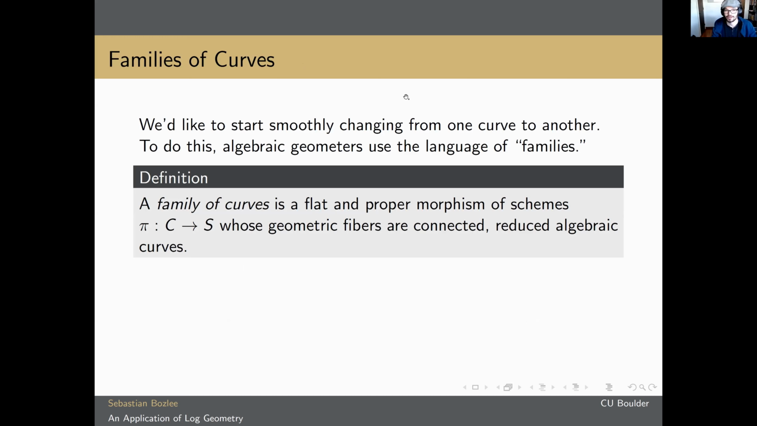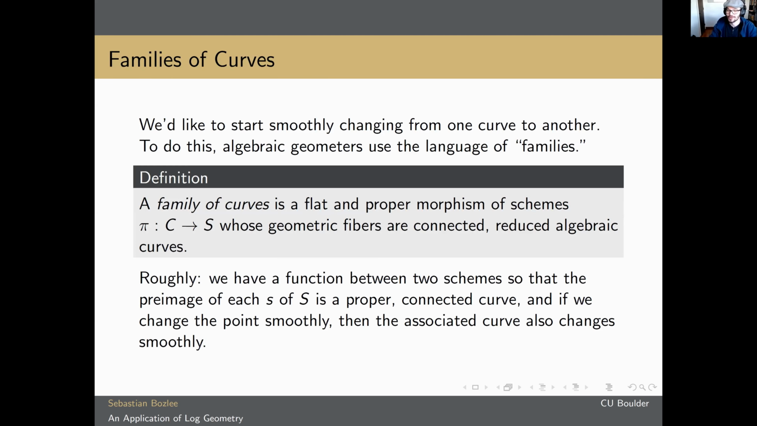Okay, so with those preliminaries, the next thing we'd like to start doing is to smoothly change from one curve to another. So to do this, we use the language of families. And here's our formal definition for the geometers. A family of curves is a flat and proper morphism of schemes, pi from C to S, whose geometric fibers are connected and reduced algebraic curves.